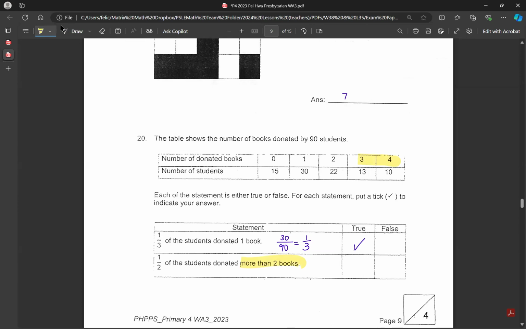So that will be 13 and 10 students. So 13 plus 10, which is 23 students. If you see 23 students, it's not even half of 90. So 23 out of 90 is not equal to half. That's only 23 over 90 who read more than 2 books. So this is not equal to half. So this is the fourth statement.